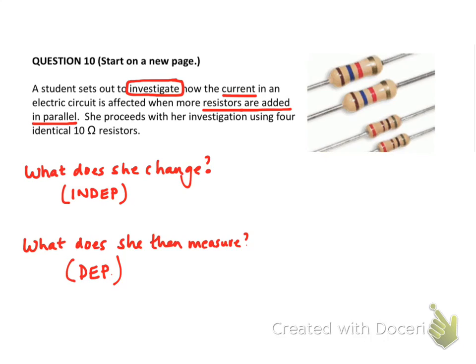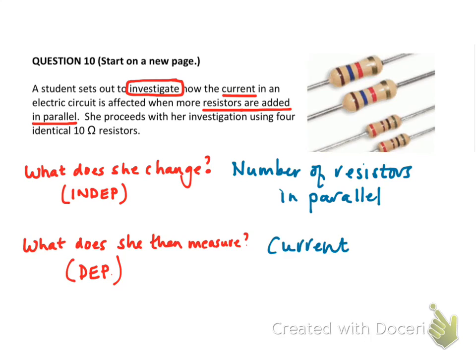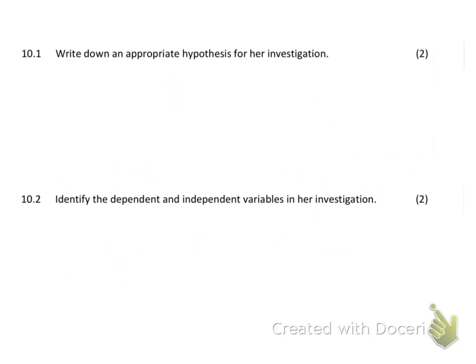So in this case, what does she change? Clearly she changes the number of resistors in parallel. So that gives us our independent variable. What does she then measure? She measures the current. And that gives us our dependent variable. All right, let's have a look at the questions.